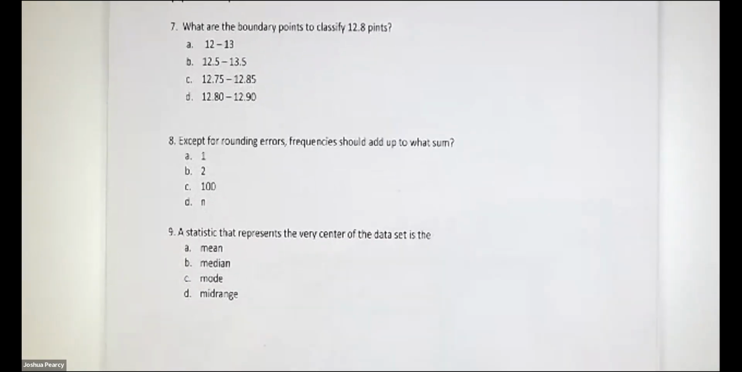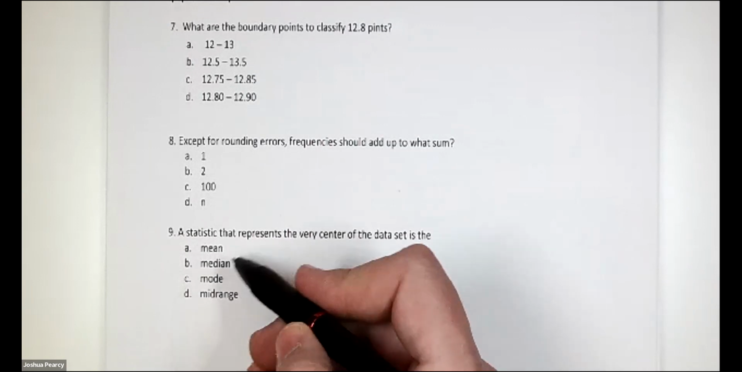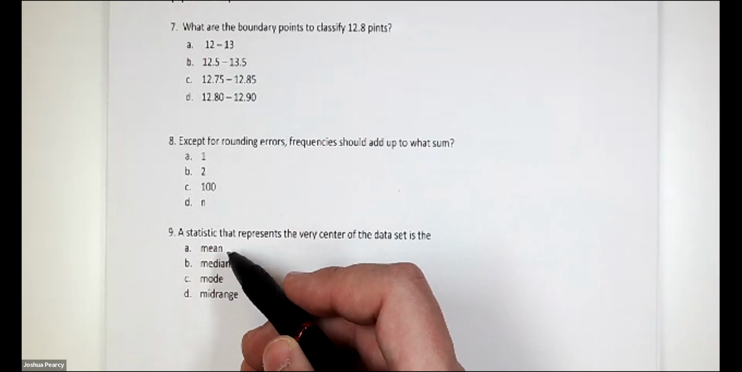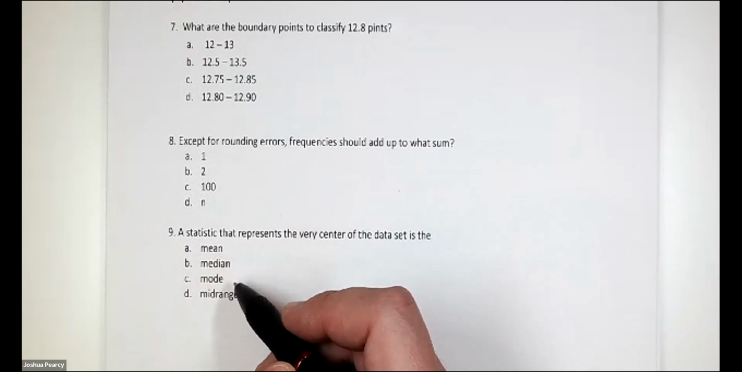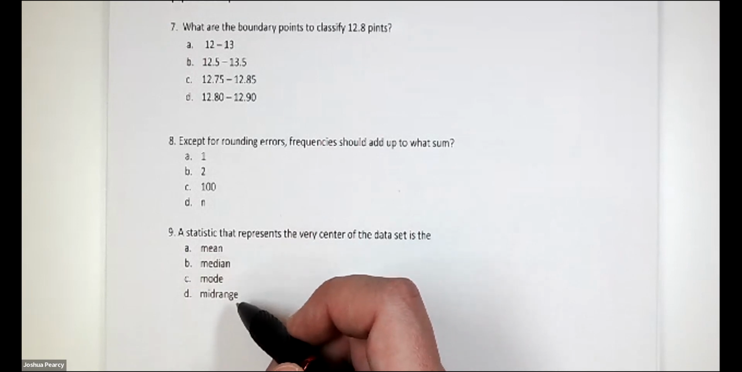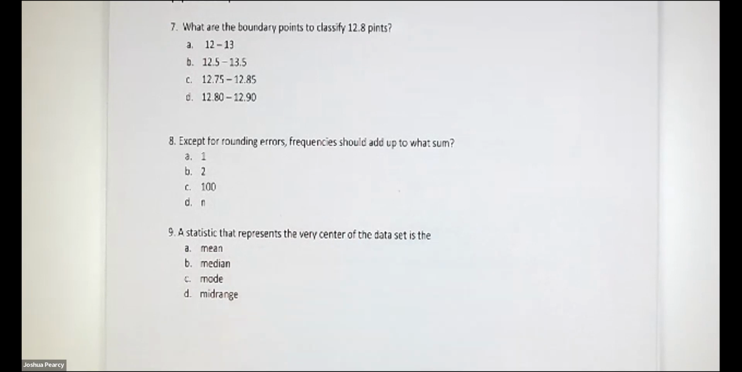So, this next one is a trick question. A statistic that represents the very center of the data set is the what? Median. It's the 50th percentile. So, could the mean be in the middle? Yes, it could. Could the mode be in the middle? Yes, it could. Could the mid-range? Possibly. But no matter what, every single time the median will be in the middle because it is the 50th percentile.